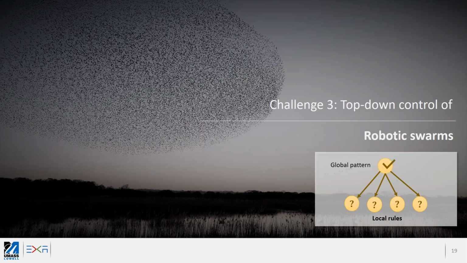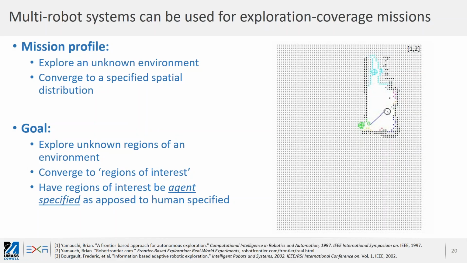Let's have a look at top-down control of robotic swarms. This is an important problem because typically we have an understanding of what we want a group of robots to do, but we often do not know what the local rules should be. So instead of programming all the individual robots with different kinds of code, we just want to program with the same simple code, and the global behavior that we want should emerge out of those local simple rules. So this is not a new problem. People have looked at this before, and what we are going to cover in this specific section is the exploration coverage mission.